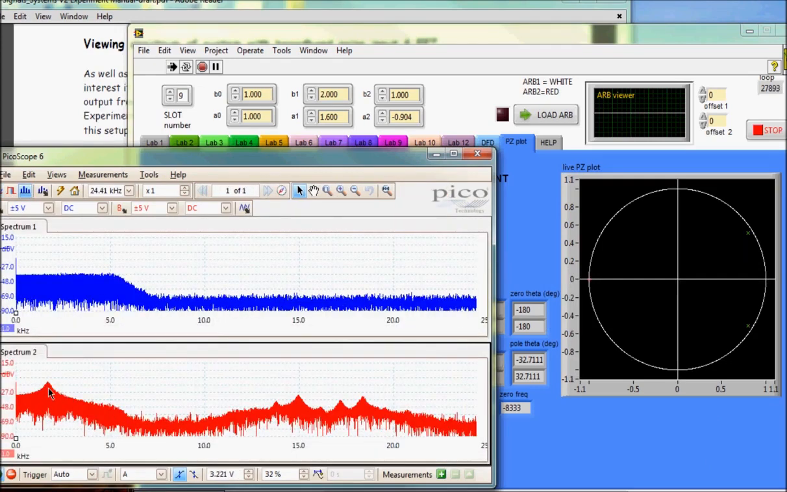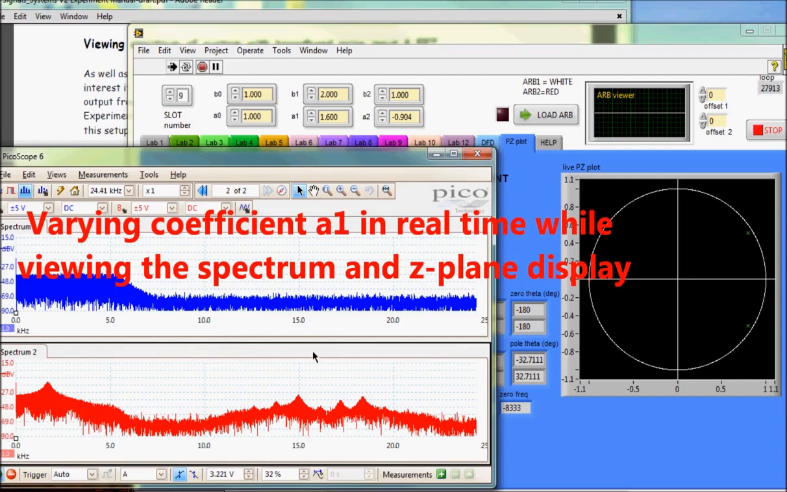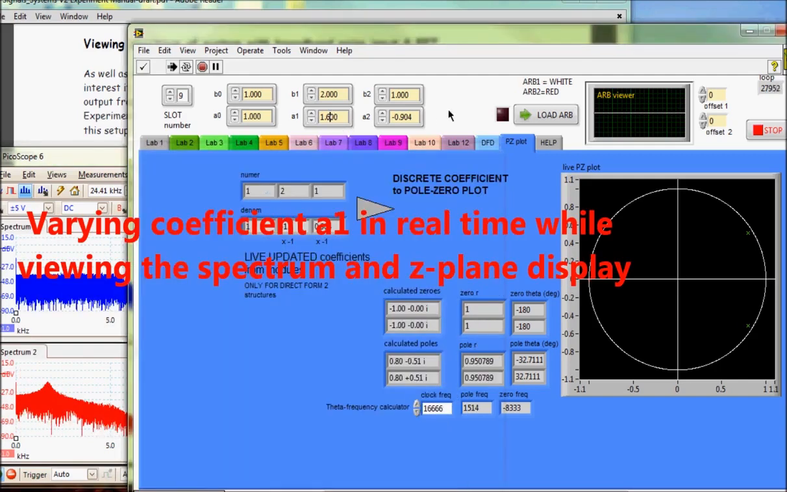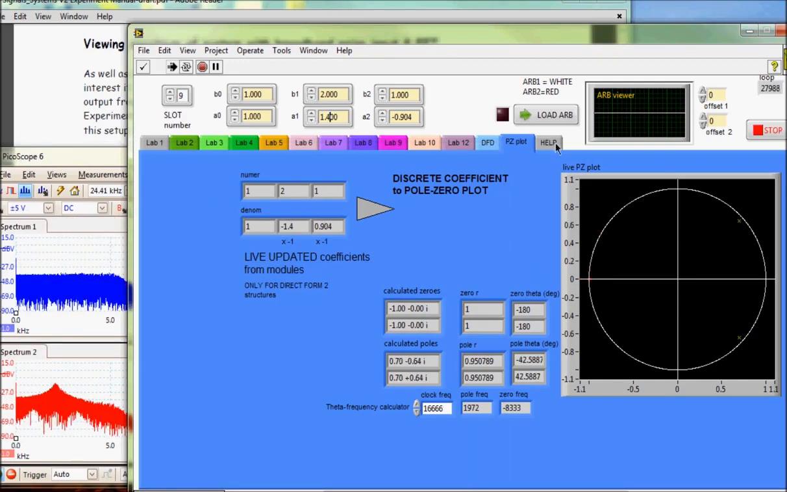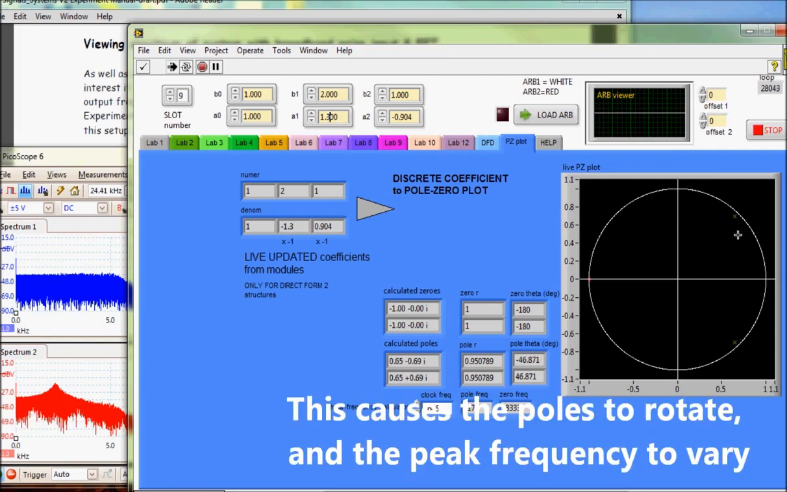We can go in and adjust the coefficient values of the structure in real time, and by doing so we move the position of the poles or the zeros depending on what you wish to study. This reinforces the understanding of the relationship between the polynomial and the implementation.